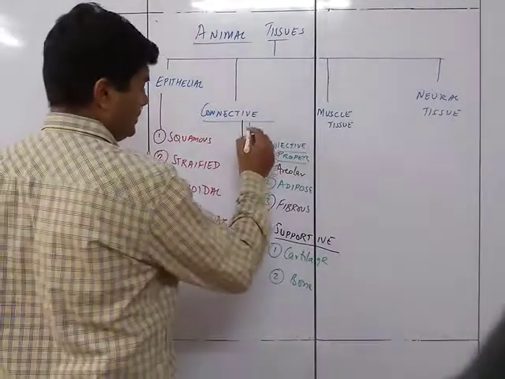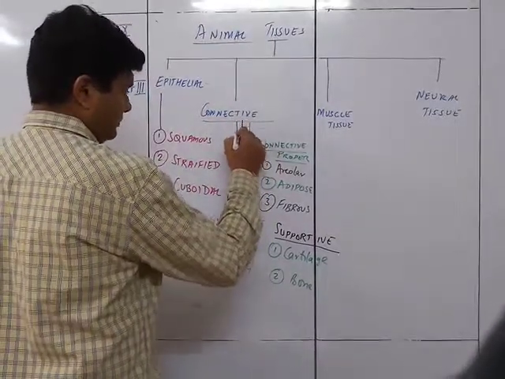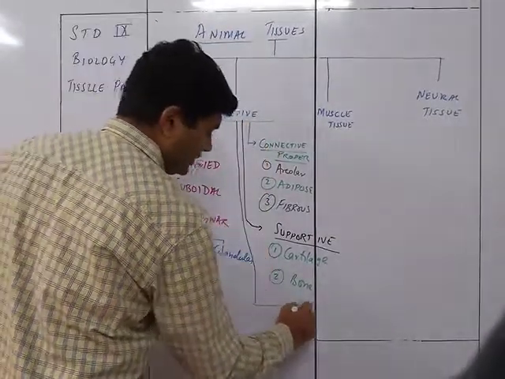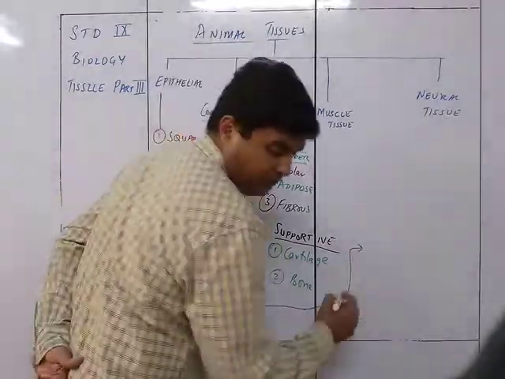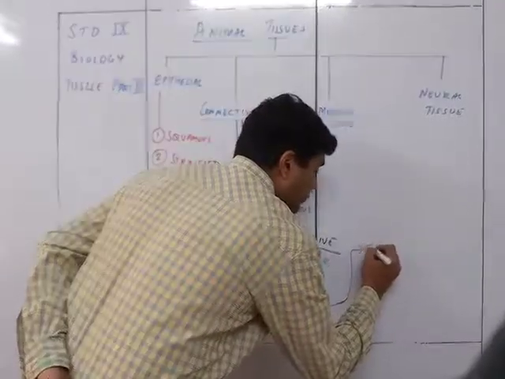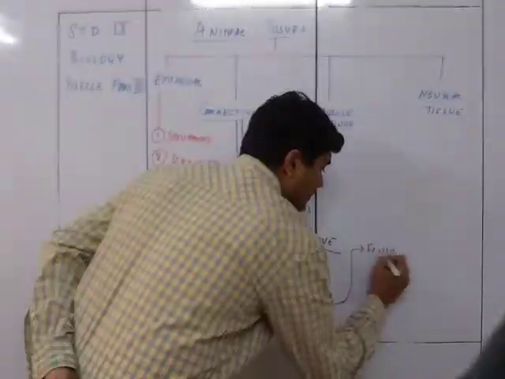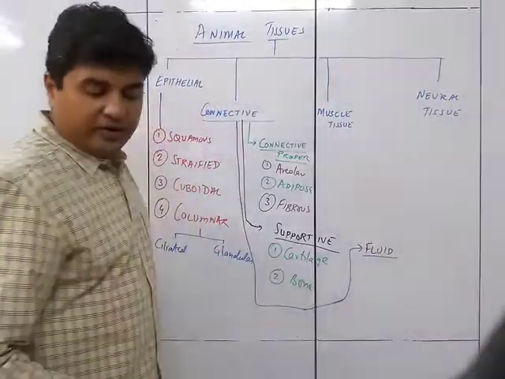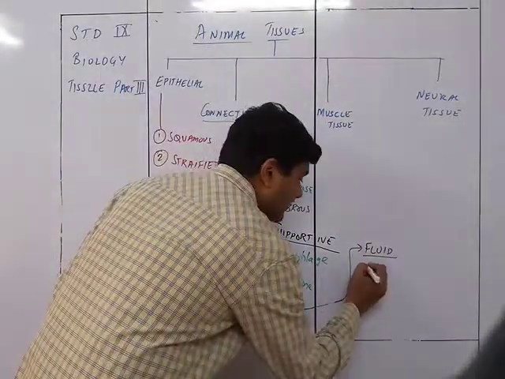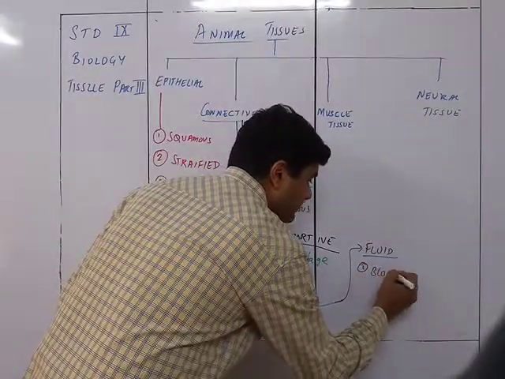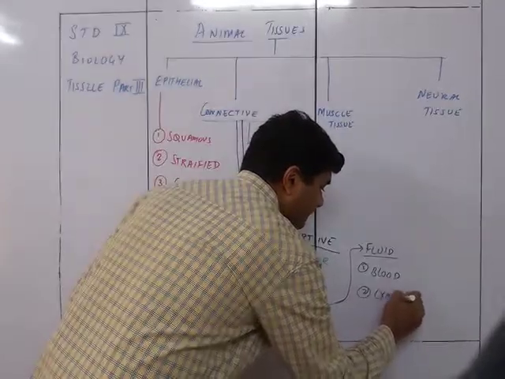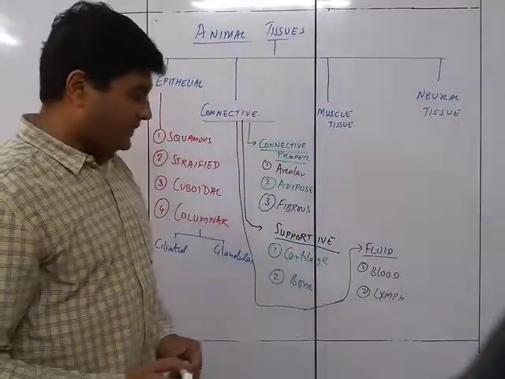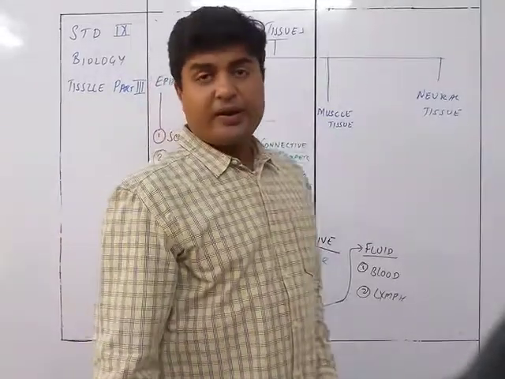The third connective tissue is the fluid connective tissue. The fluid connective tissues are, first, the blood and second, the lymph. The blood and the lymph form the fluid connective tissues.